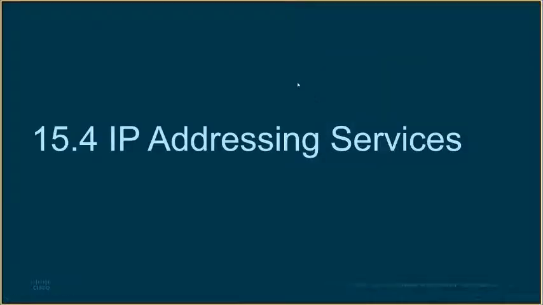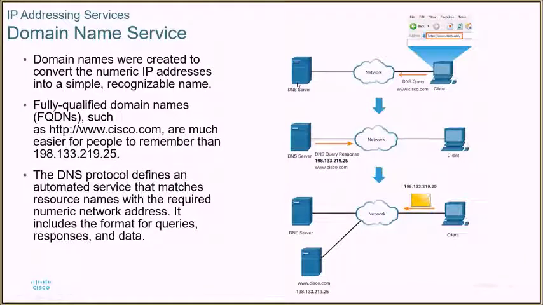Okay, so IP addressing services. The first one we're going to talk about is DNS. Domain names were created to convert numeric IP addresses into simple, recognizable names. A fully qualified domain name, such as http://www.cisco.com, is much easier for people to remember than an IP address. The DNS protocol defines an automated service that matches resource names with required numeric and network addresses. It includes the format for queries, responses, and data.